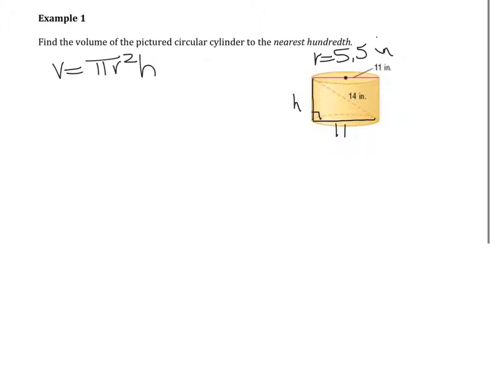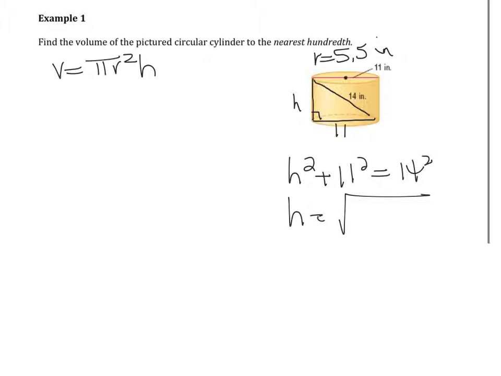And we have a diameter of 11. We have a right triangle here with a hypotenuse of 14, so we have to use Pythagorean's theorem before we can substitute a good value in for h. So h squared, which is the leg, plus 11 squared, another leg, is equal to the hypotenuse squared. So h is equal to the square root of 14 squared minus 11 squared, and we get the square root of 75.